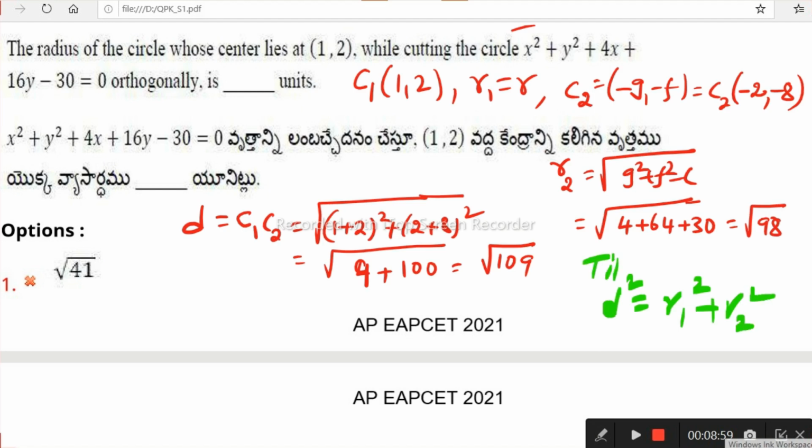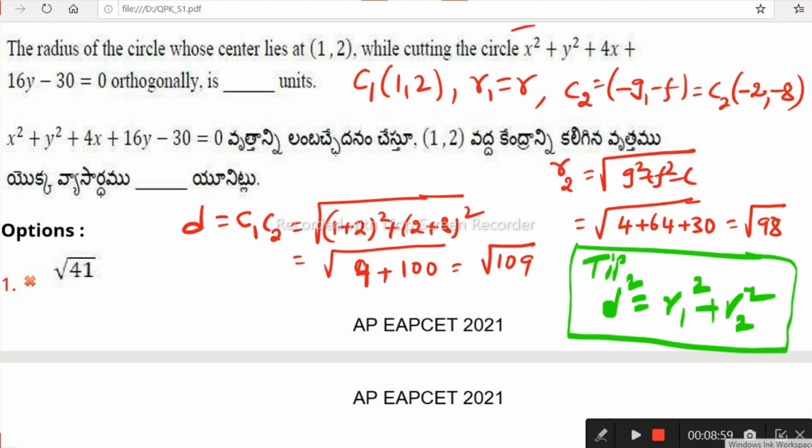What is this tip? When can we use it? If you know the distance between the centers and the radii of the two circles which cut orthogonally, then we use this. When the equations of two circles are given, it has to be done differently. When the distance between centers and radii are given, use this. What is the D here?